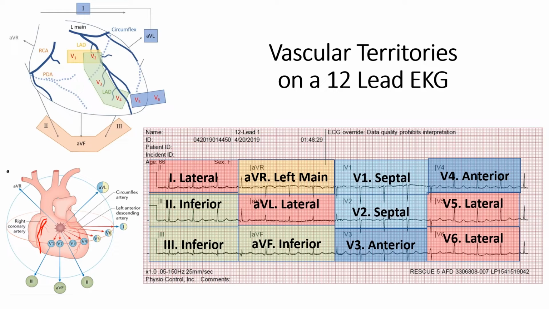But basically, if you divide your 12 lead into these vascular territories, you're going to be able to tell a lot about what is going on with the different areas of blood supply.